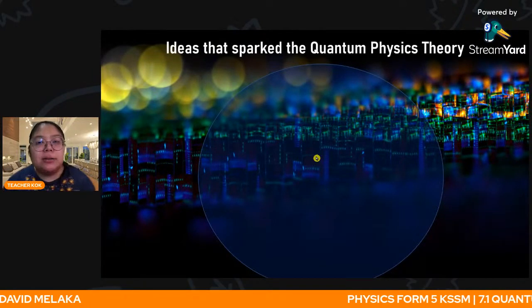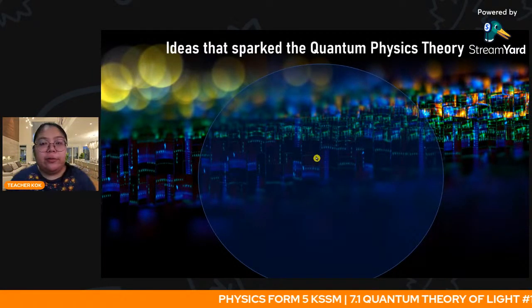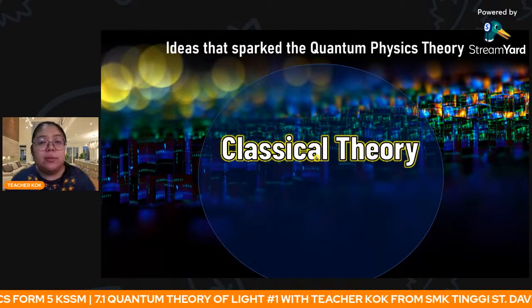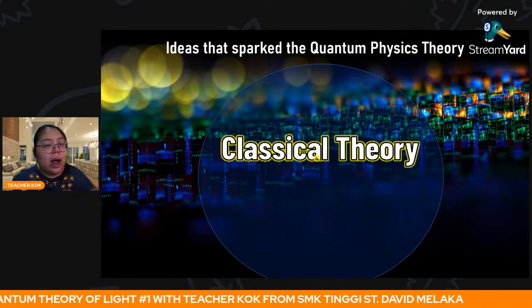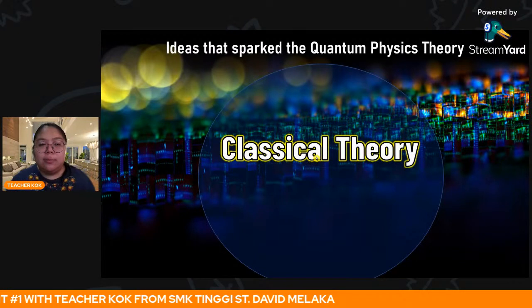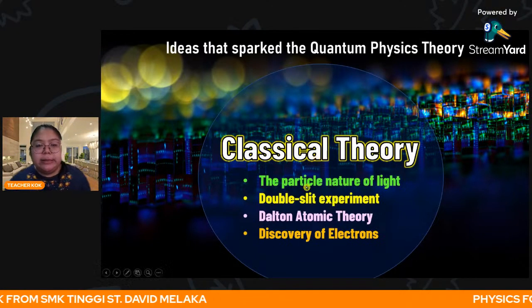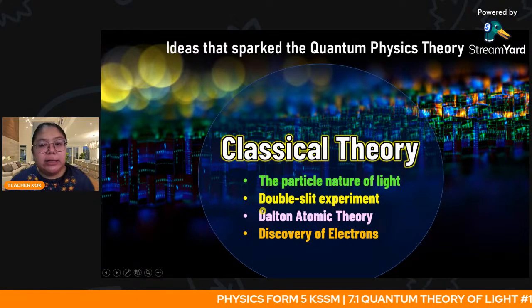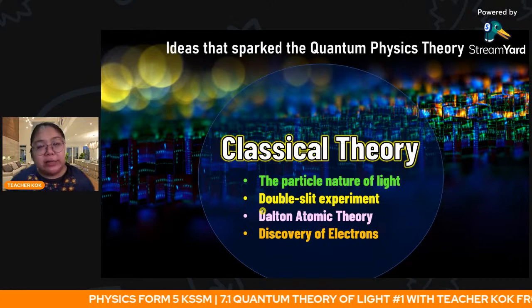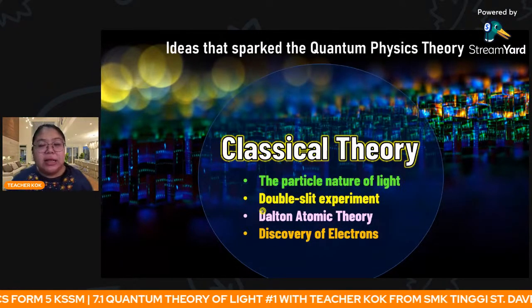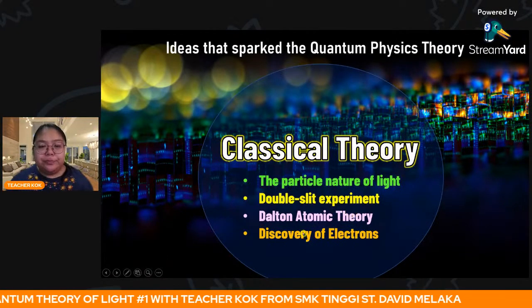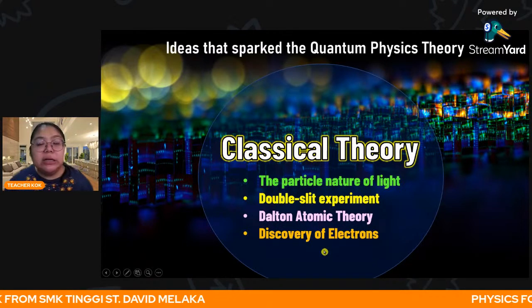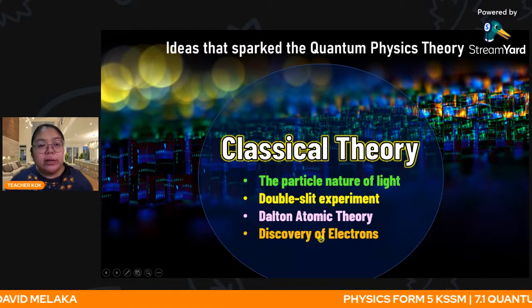Okay, the ideas that sparked quantum physics theory. First, we go and see the classical theory. Classical theory failed to explain the quantum. Now we go and see why they fail, why they cannot explain the quantum. We have four classical theories here. First one is the particle nature of light. Number two is the double slit experiment. I think you remember the double slit experiment, the interference, the diffraction. After that, atomic theory from Dalton. And the last one is the discovery of the electron. So these four are the classical theories.